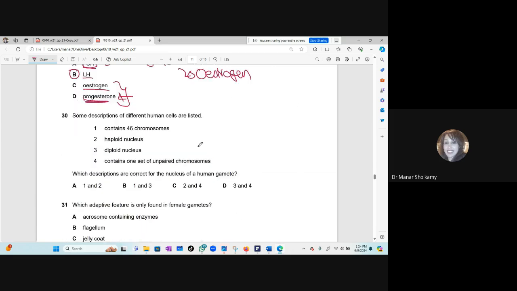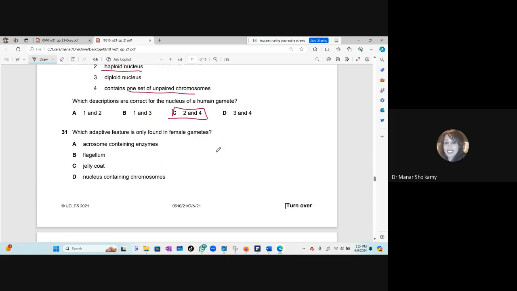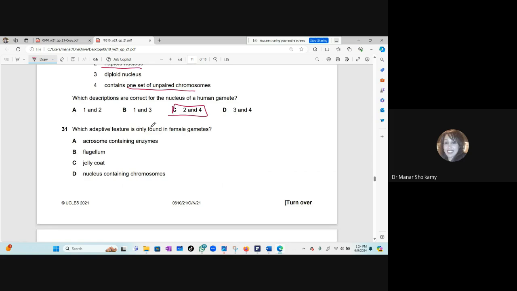Some descriptions of different human cells are listed. They contain 46 chromosomes, haploid nucleus, diploid nucleus, contains one set of unpaired chromosomes. Which descriptions are correct for a human gamete? 2 and 4. Now, this is also easy. Yes, haploid and one set of unpaired chromosomes. Good. We have 10 more to go. Very good.